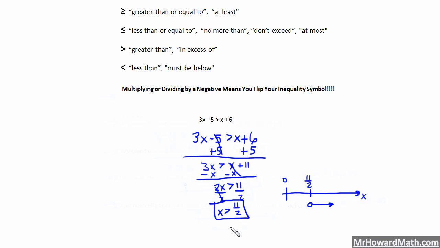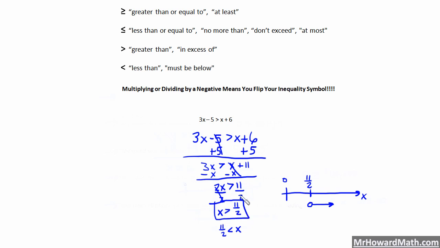Alright, I want to discuss another situation here. We talked about this in the first video, but x is greater than 11 over 2 is the same thing as saying 11 over 2 is less than x. Make sure you realize that. Reading this left to right, 11 over 2 is less than x, is the same thing as reading this right to left, x is greater than 11 over 2. These two statements are equivalent. It's just that on one of them 11 over 2 is on the left side, on one of them 11 over 2 is on the right side.